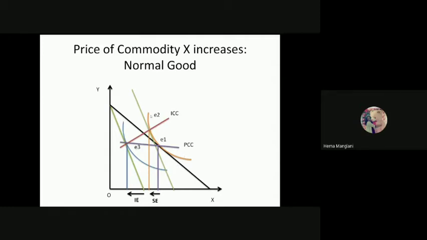If you go with this initial point of consumption, that is E1, this indicates that you are consuming this much of Y and this much of X. Now, what happens? There is a change in the price line of commodity X.